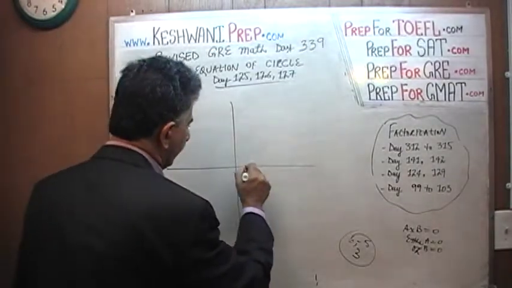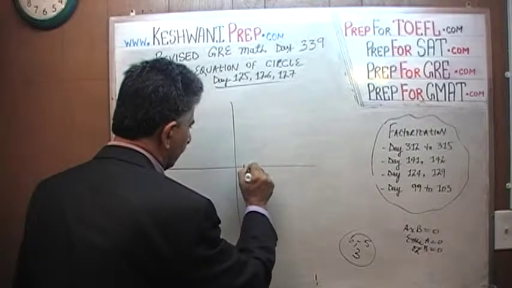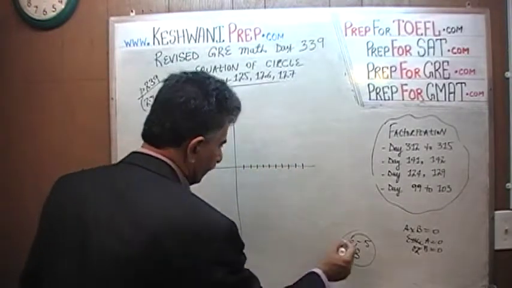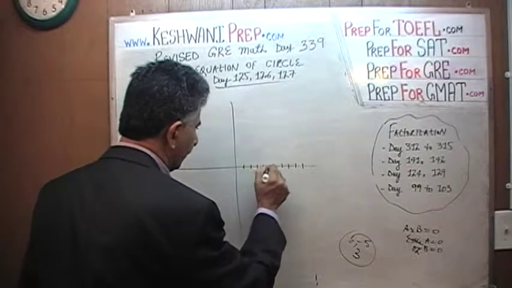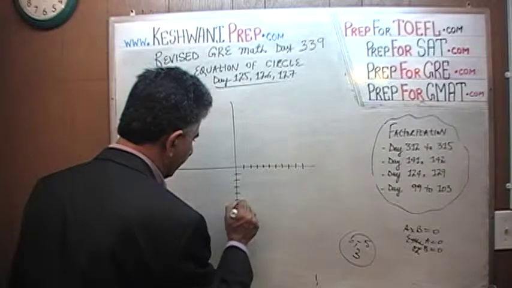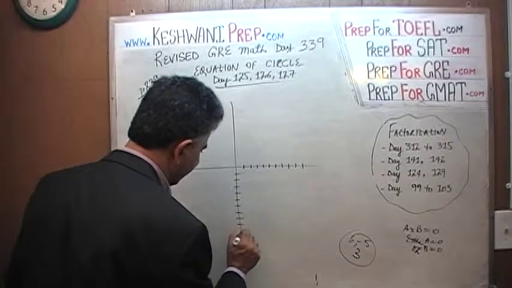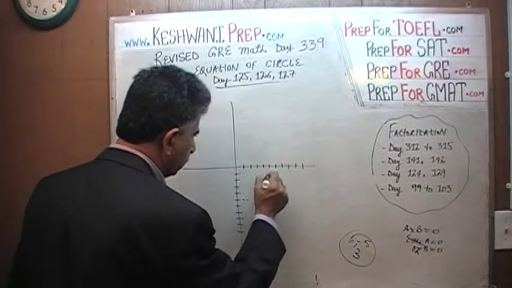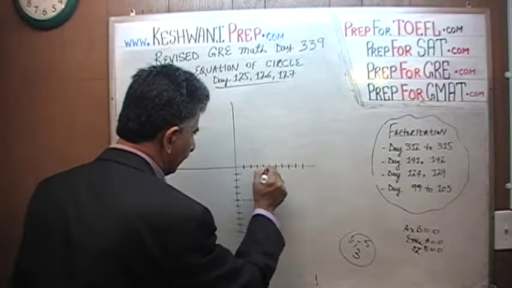So there is our 1, 2, 3, 4, 5, 6, 7, 8, 9, 10. So we have 6, 1, 2, 3, 4, 5, 6 and negative 5. 1, 2, 3, 4, 5, 6, 7, 8, 9, 10. 1, 2, 3, 4, 5 and 6.